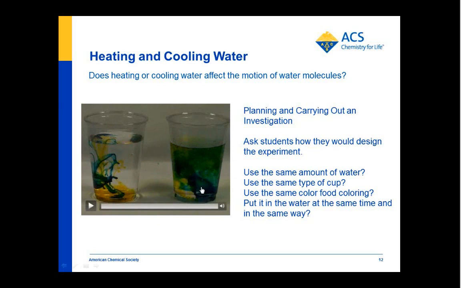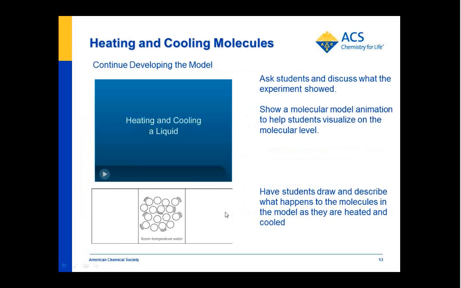That's why it's mixing a lot faster in the one that was hot. So the question is, can we visualize that on the molecular level? Like, what's really going on down there? This is obviously related to the drawing they did before.